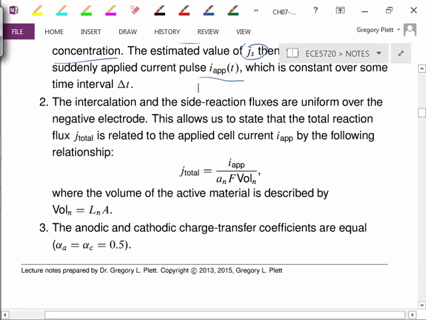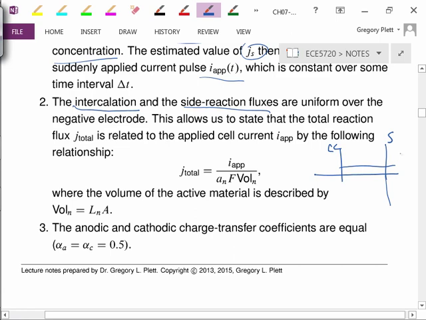Another thing that we assume is that the intercalation flux J and the side reaction flux JS are uniform over the negative electrode. So if this is the negative electrode, we're saying that J is flat, that it's not a function of x, not a function of space. And we know from simulations last semester that it's probably not completely true, because the intercalation reaction tends to do something like that, depending on whether I'm charging or discharging, where this is the separator, that's the current collector. So there tends to be more activity in the neighborhood of the separator. So we're approximating here by saying, nope, it's flat.